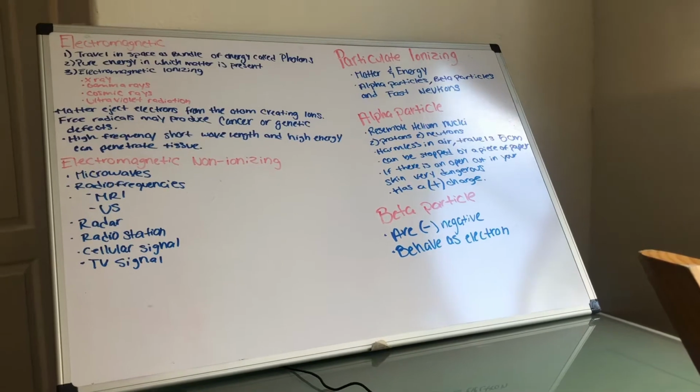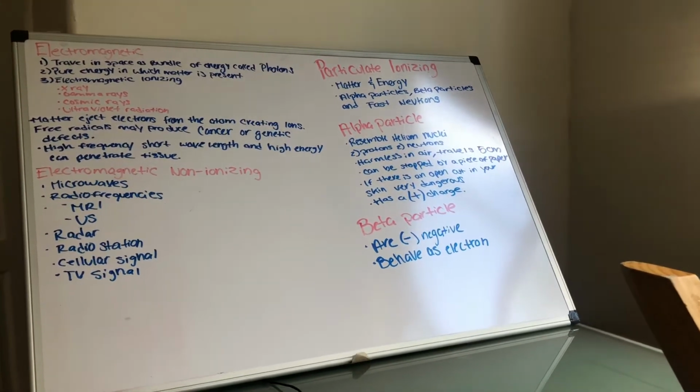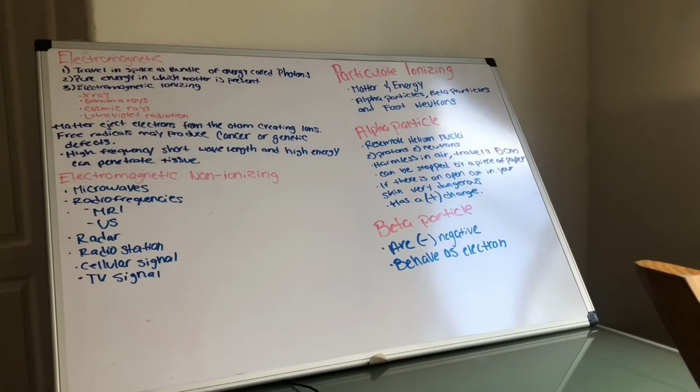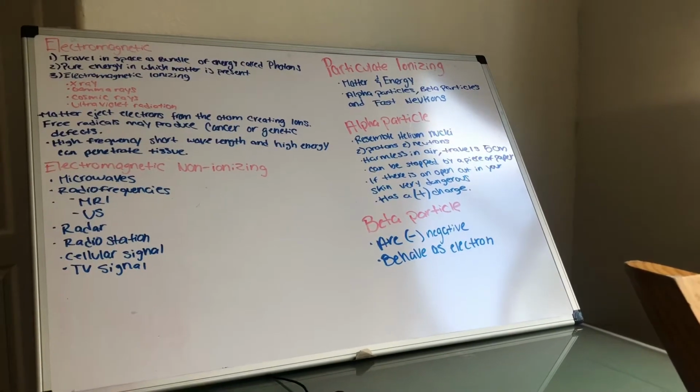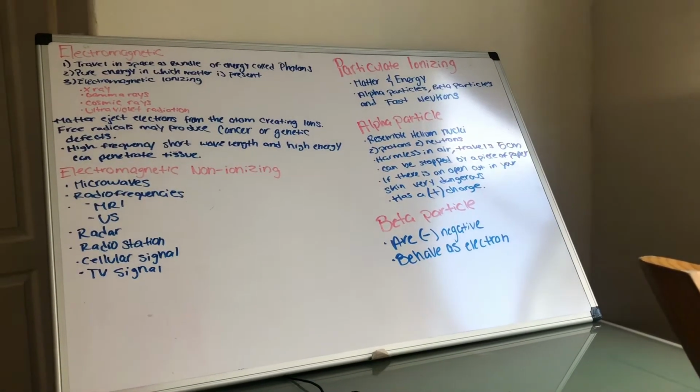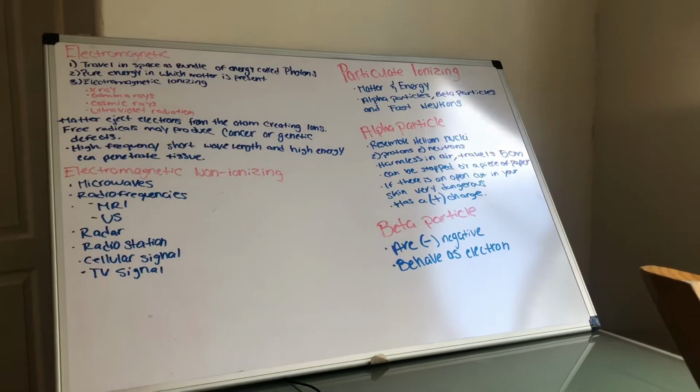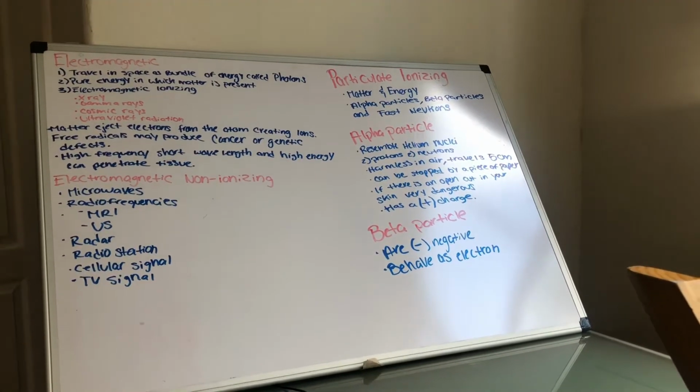Your first one is your electromagnetic radiation. These are radiations that travel in space as bundles of energy called photons. The form is pure energy, meaning there's no matter present. In general, we have two different kinds of electromagnetic radiation.